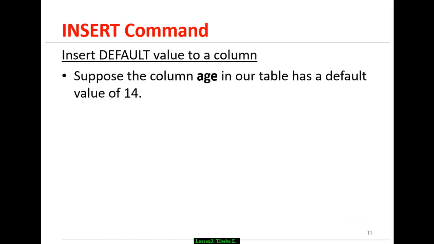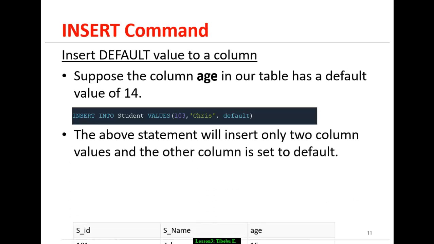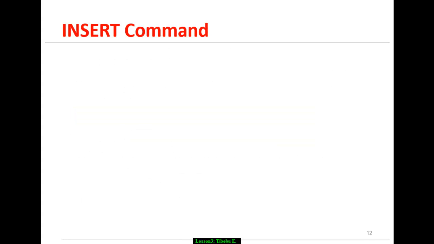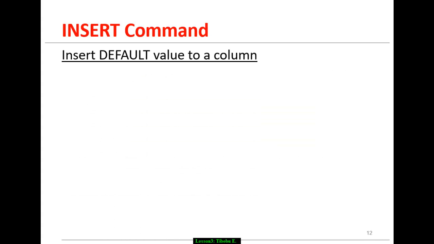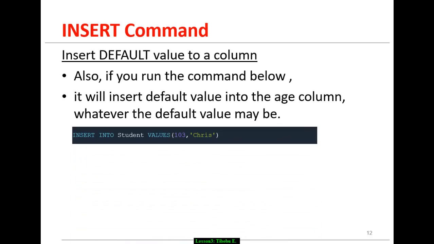Insert default value to a column. Suppose the column age in our table has a default value of 14. The statement shown below will insert only two column values and the other column is set to default. Result of the above statement is shown below. Also, if you run the command below, it will insert the default value into the age column, whatever the default value may be.